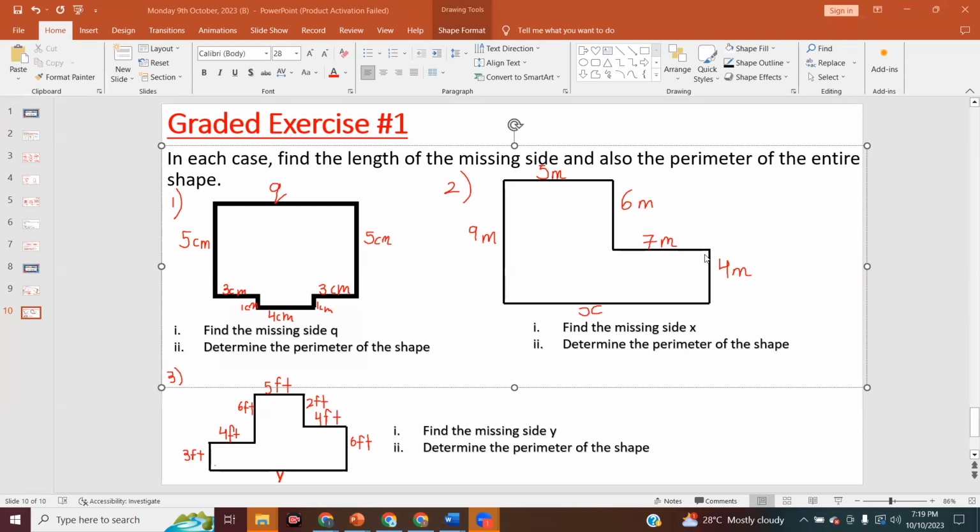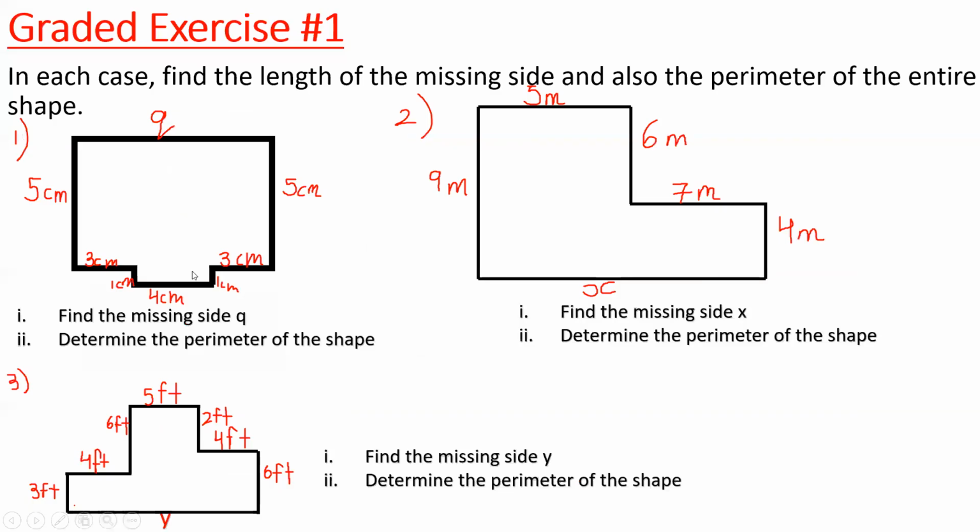All right, so let's go ahead and answer these. So for number 1, what is the missing side that we have to find? What letter is that? Q. Q, very good. Now, how are we going to find Q? We need to add 2, 3. By adding what? 3 and 3. We add 3 and 3, that's it? And 4. Yes, 4, sir. And 4, you have to add 4 as well.